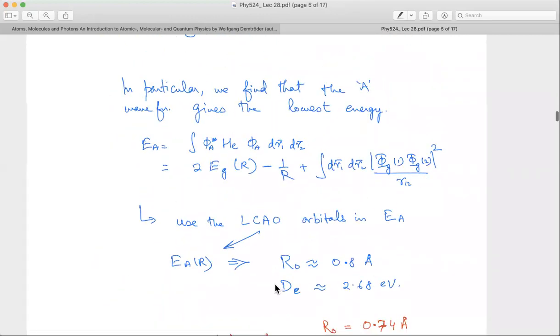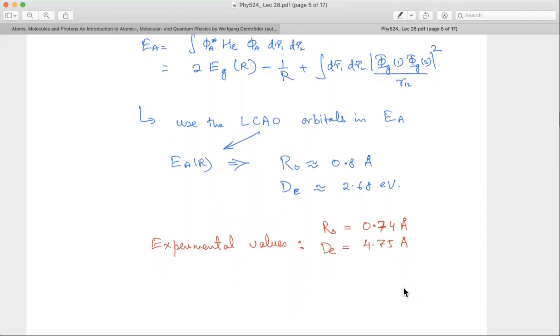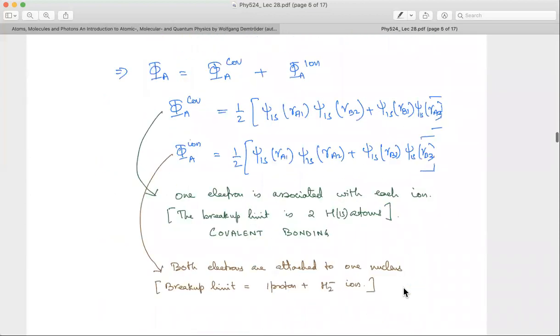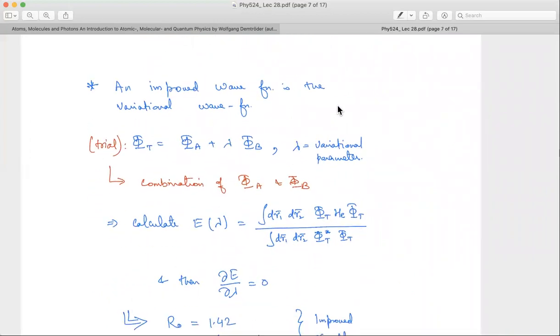Okay. So here, just before completing this, I argued that if you use the LCAO approximation, whatever we used in the last class, then R0 and DE are given by these kinds of values. Then you could ask how I can improve this wave function or improve the calculation. One improvement is to start with the phi A orbital and say that phi A is not the complete orbital. I will have some character from the other orbital, phi B, also, and you build a trial wave function like phi A plus lambda phi B.